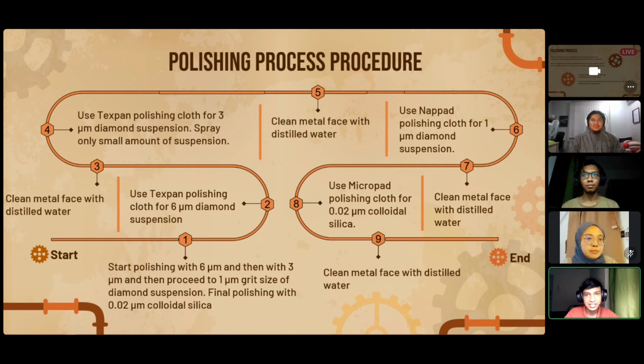For the second procedure step, use the test pen polishing cloth for 6 micron diamond suspension. Third, clean the metal face with distilled water. Number 4, use the test pen polishing cloth for 3 micron diamond suspension. Spray only a small amount of suspension. 5, clean the metal face with distilled water. 6, use napped polishing cloths for 1 micron diamond suspension. 7, clean the metal face with distilled water.